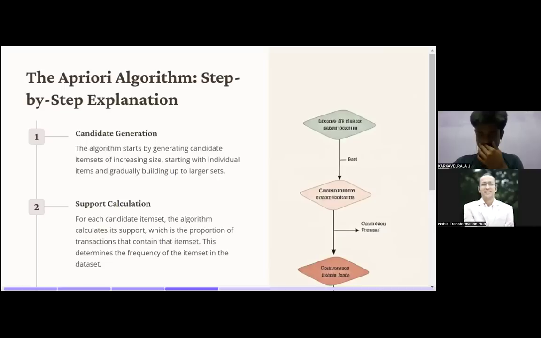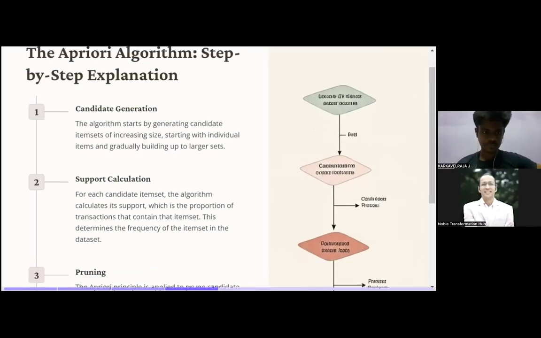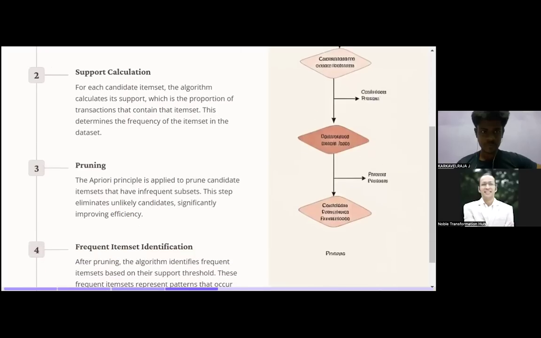Then we have support calculation. For each candidate item set, the algorithm calculates its support, which is the proportion of the transactions that contain that item set. This determines the frequency of item sets in the data set. So that is the support calculation.